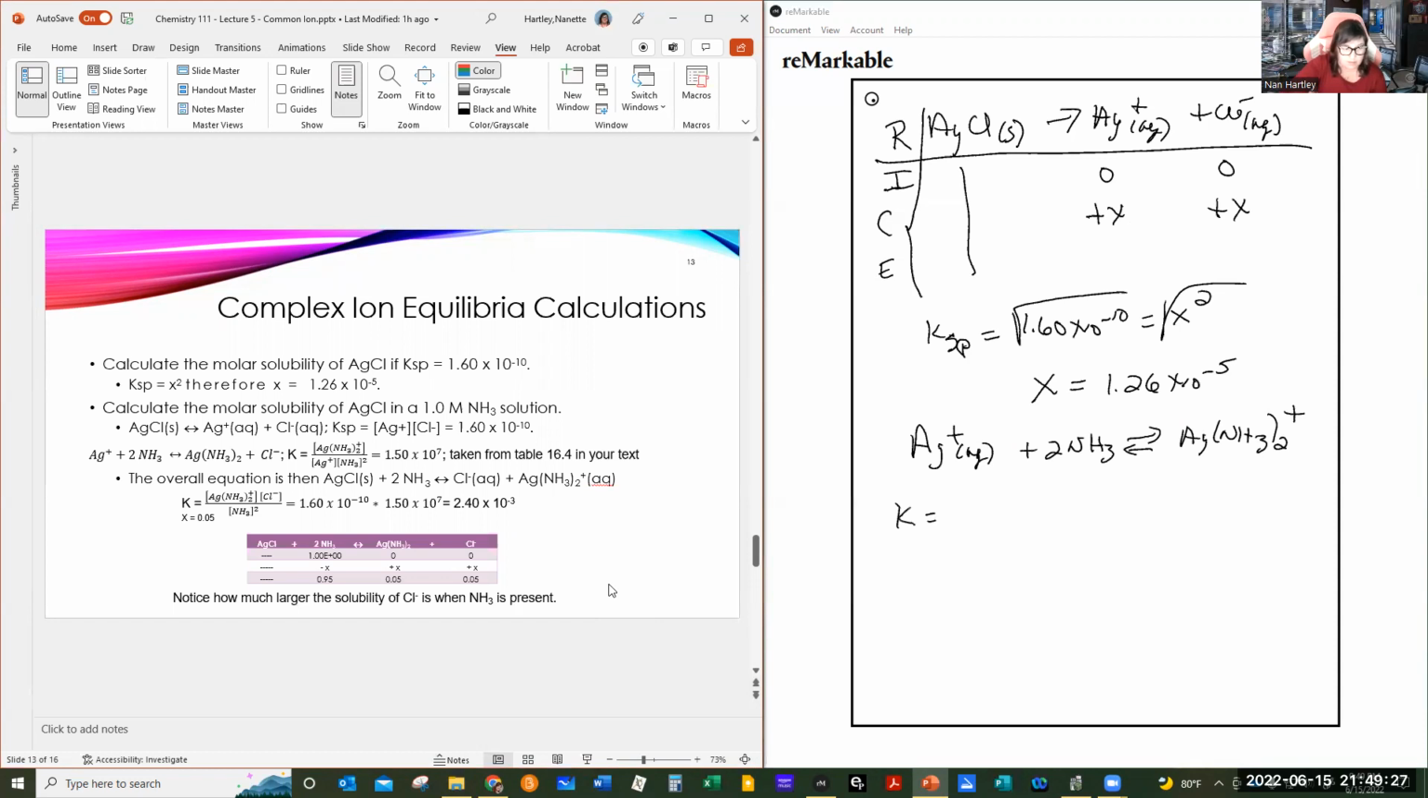So the K expression for that is, of course, my product, Ag(NH3)2+, over the Ag+ and the NH3 squared. We're assuming that this is not being done in NH3 as the solvent, so we have a fixed amount of NH3 that we've added. So NH3 is not a pure liquid in this case. That's going to be equal to the value that I've got, 1.50 times 10 to the 7th. And again, I took that from table 16.4 in your text, so I gave it to you here. Now my overall equation is going to be the sum of those two parts, AgCl plus 2 NH3.